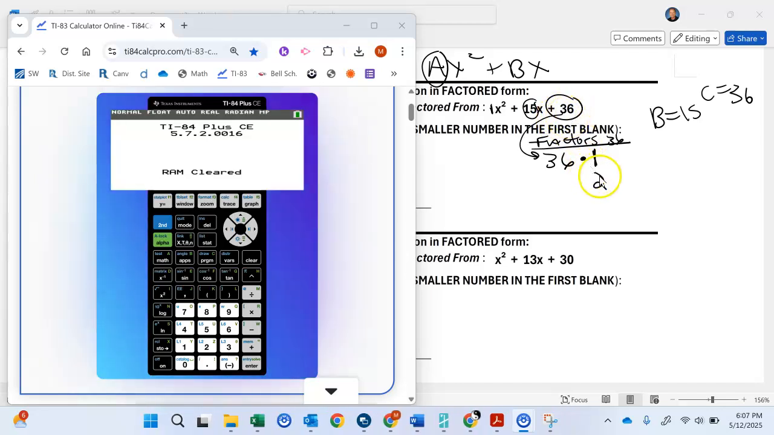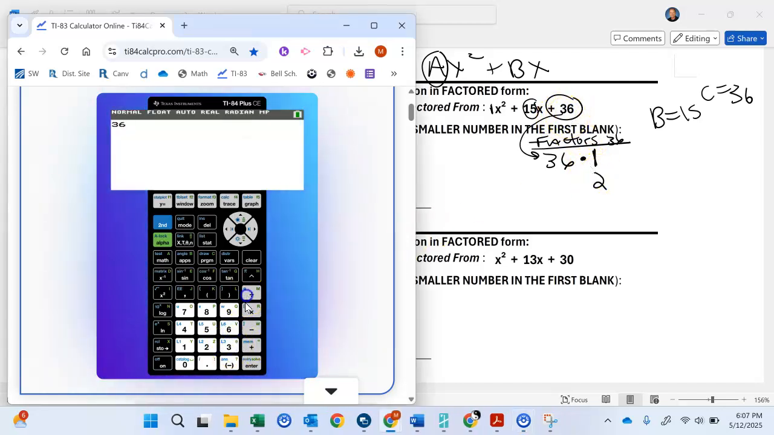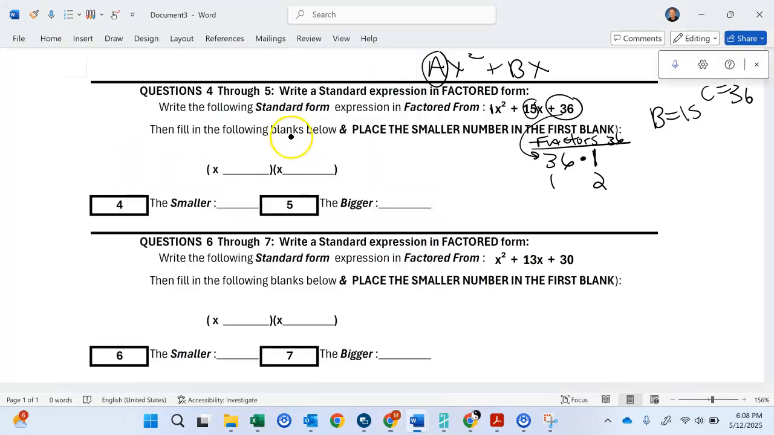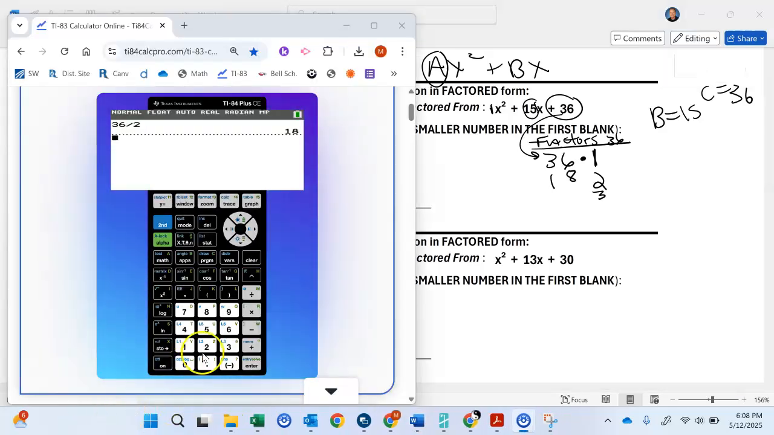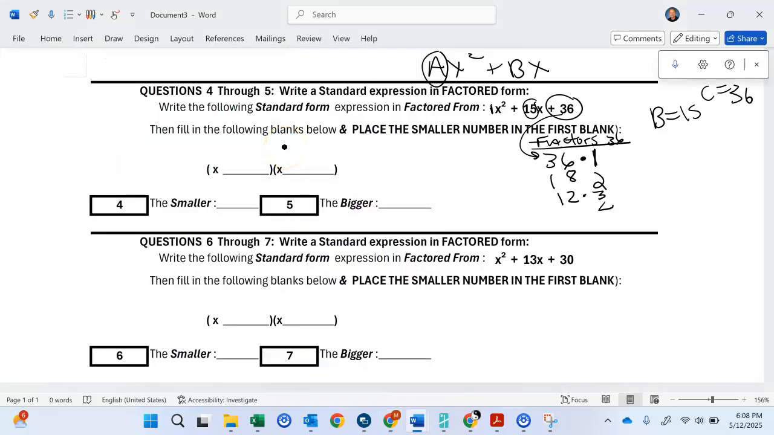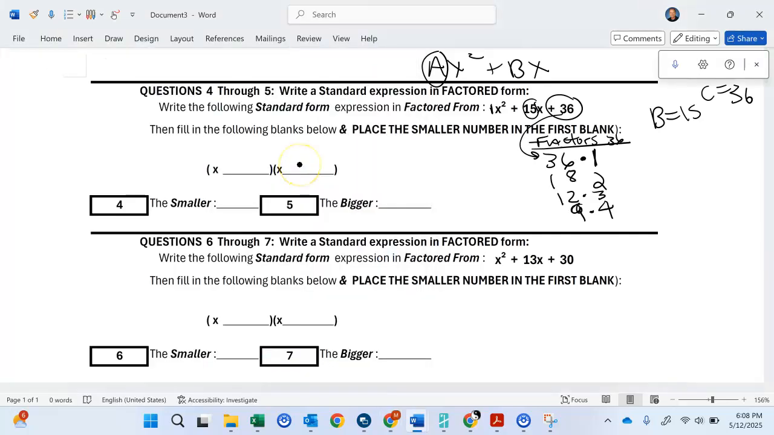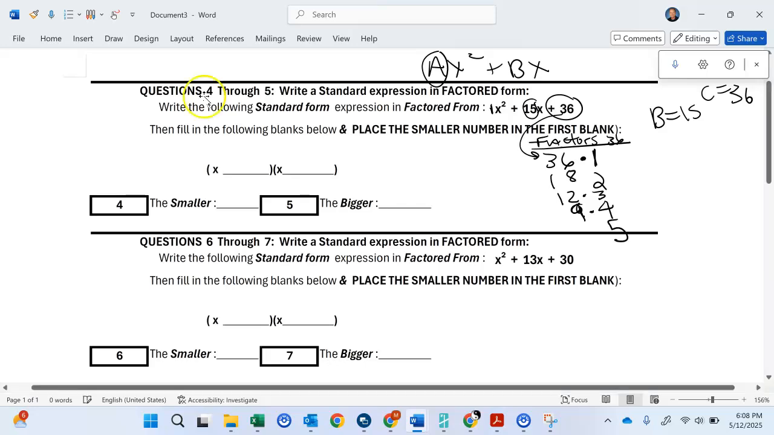Okay, to find out if 2 is a factor of 36, I can go 36 divided by 2, enter, and I get a whole number, which is 18. So yes, it is, okay? How about 3? Is 3 a factor of 36? Okay, so 36 divided by 3, enter. 12 is a whole number, okay? So 12 times 3. Is 4 a factor of 36? Yes, and it's 9. Okay, good. So this is 9. Is 5 a factor of 36?